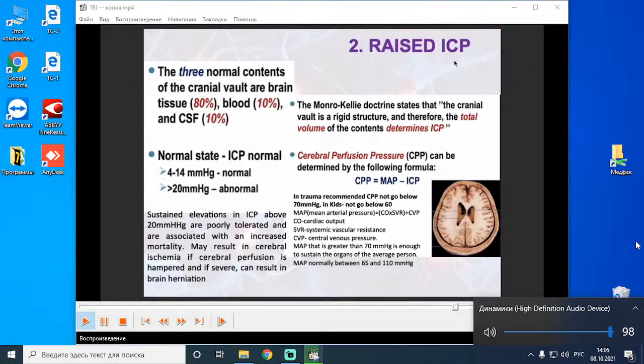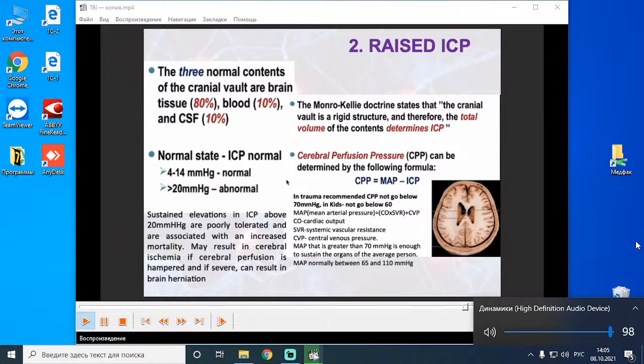Raised ICP, or intracranial pressure. The three normal contents of the cranial vault are brain tissue 80%, blood 10%, and cerebrospinal fluid 10%. Normal ICP is 4 to 15 mmHg; more than 20 mmHg is abnormal. The Monro-Kellie doctrine states that the cranial vault is a rigid structure, and therefore the total volume of the contents determines intracranial pressure. Cerebral perfusion pressure, CPP, can be determined by the following formula.